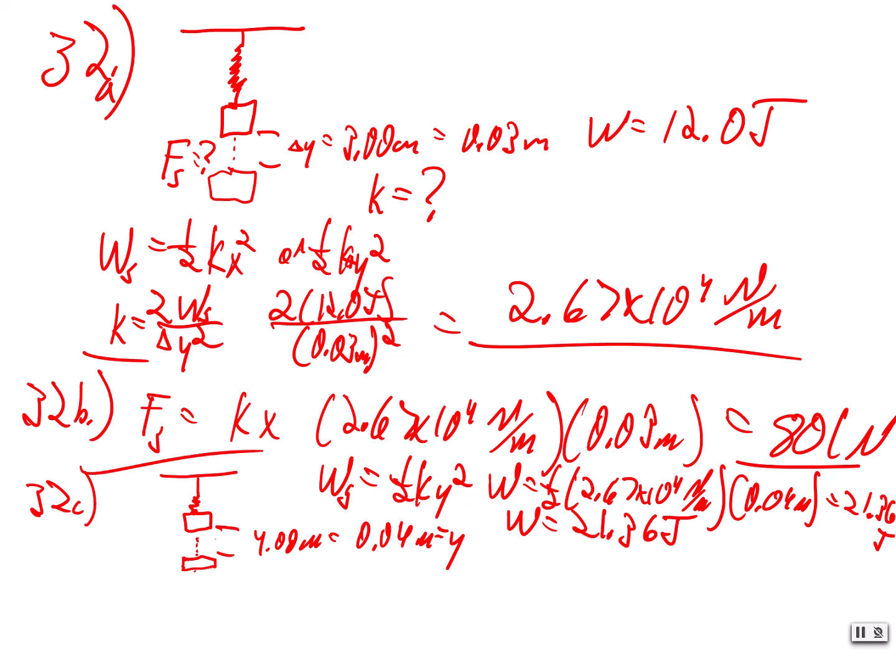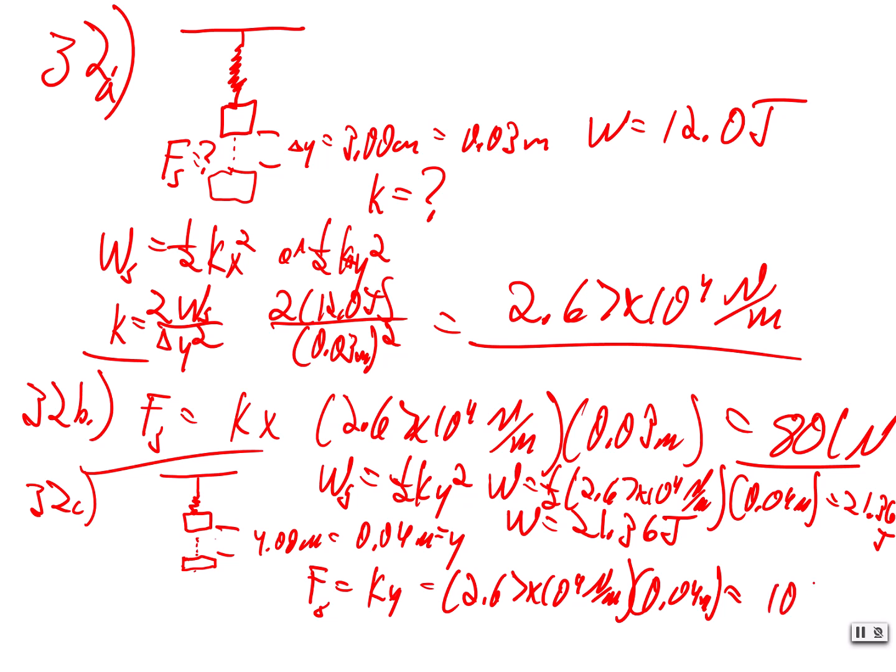Now how much force is required to do this? We work the same problem, just like we did in part B. The force of the spring is Kx, or Ky. So we do 2.67 times 10 to the fourth newtons per meter times 0.04 meters, and we get an answer of 1068 newtons. There's that answer, and there's that answer. 1068 newtons. That's a good problem too.